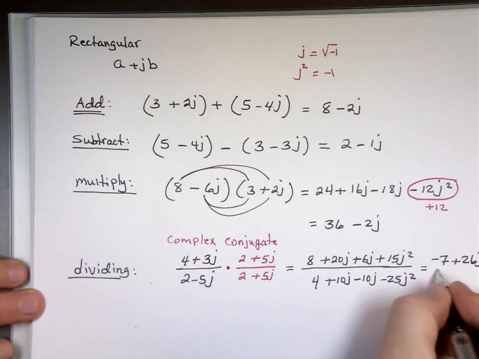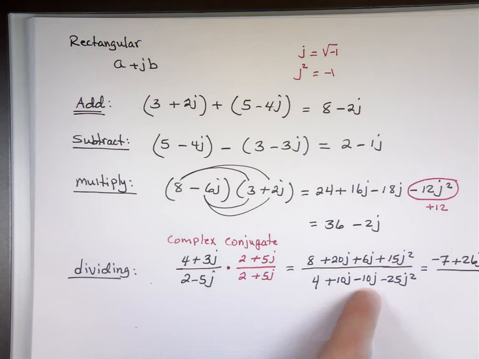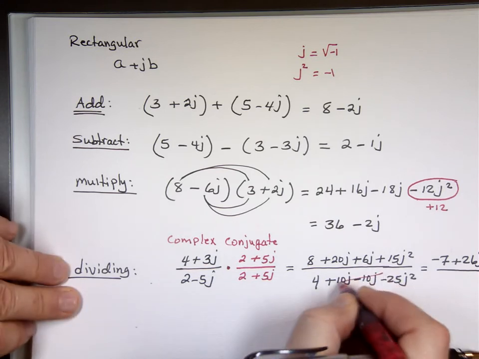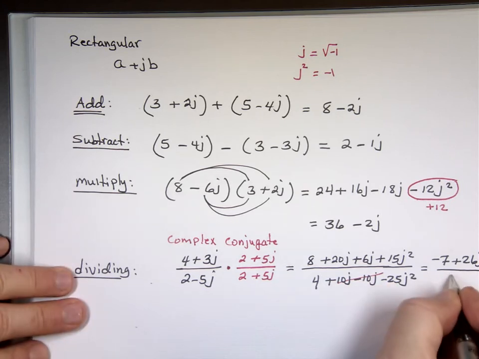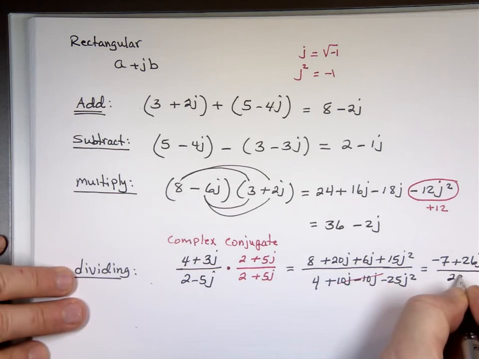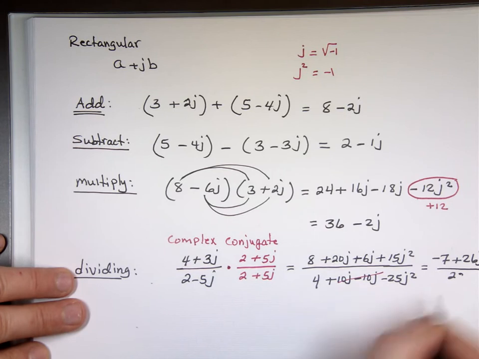The bottom, notice that 10j and minus 10j will happen what? What will happen to them? Cancel out. This becomes 25. 25 and 4 is what? Negative 21. How about positive 25? Because the j squared is negative 1. That'd be a plus 25, and 4, that's 29.